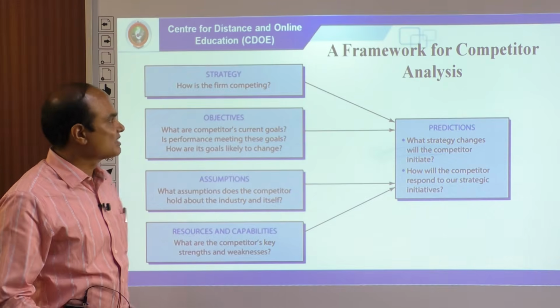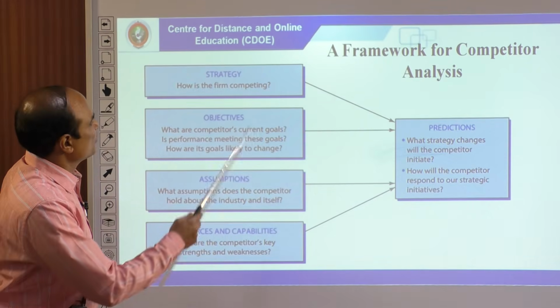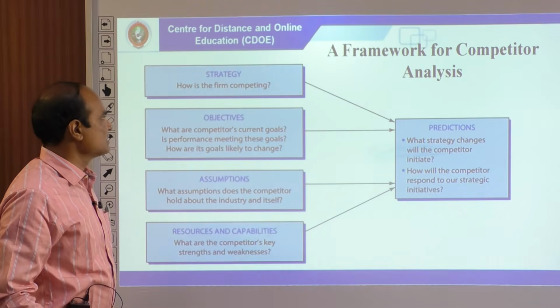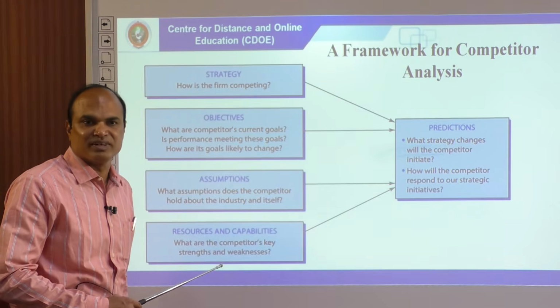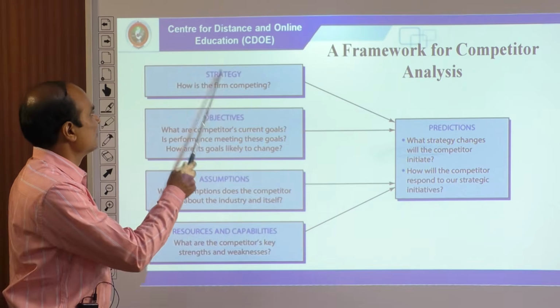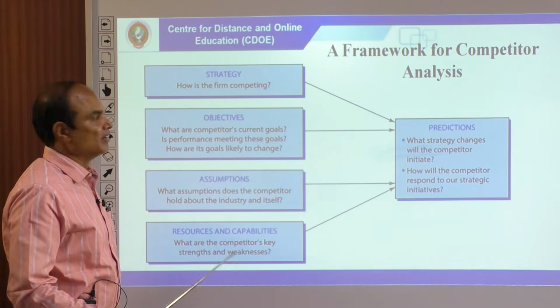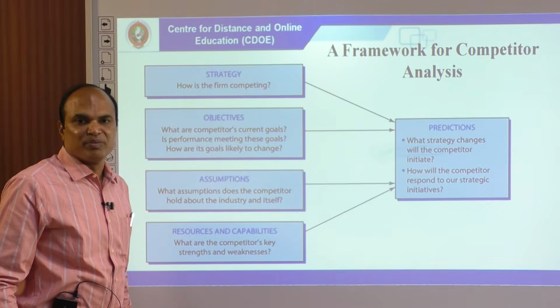Now, let us understand the framework for competitor analysis. We have 4 things here. The first one is strategy, objectives, assumptions and resources and capabilities. To start with, the first one is strategy. How is the firm competing? Then, how is the firm competing?